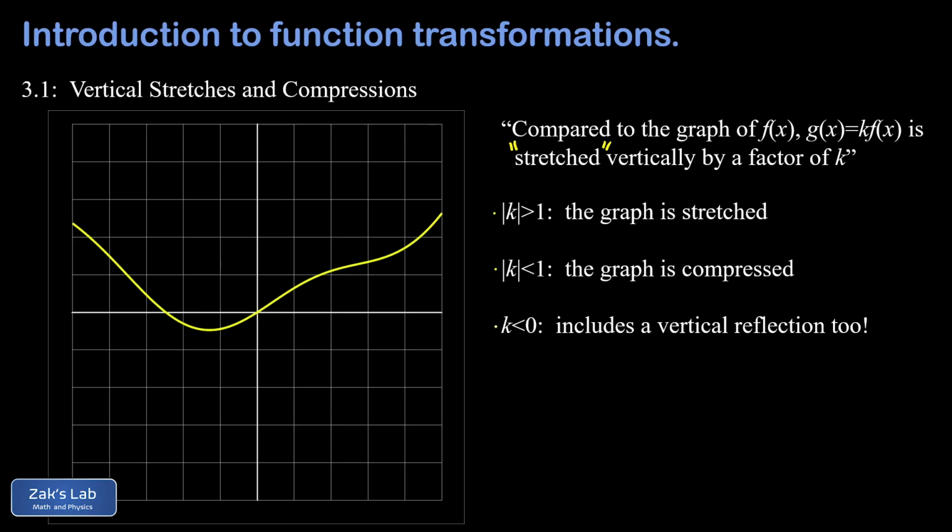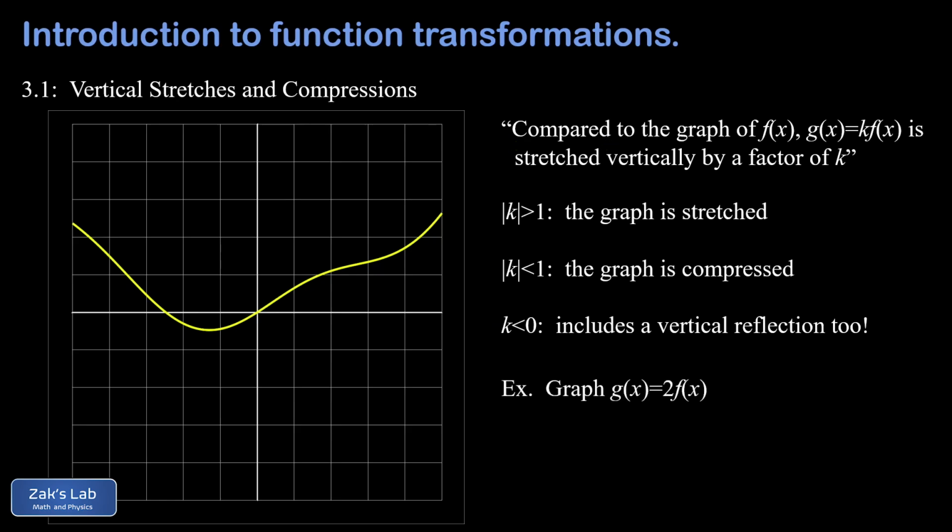And we're not going to explicitly cover the case where k is less than 0, because that's actually a combination of two function transformations. If k is less than 0, you have a stretch or compression transformation combined with a vertical reflection because of the minus sign.